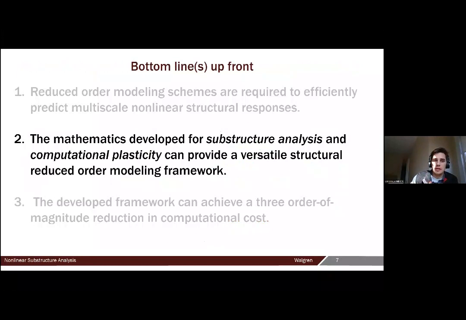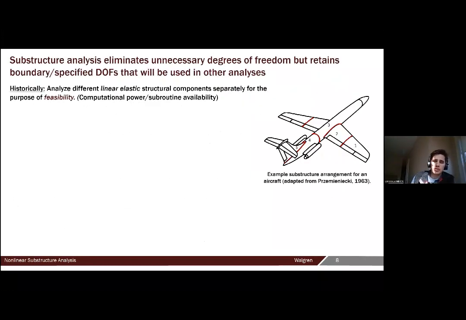So that was the introduction, and now I'm going to go into describing substructure analysis and computational plasticity in turn, and then I'll talk about how we can couple these to make a reduced order modeling framework. So substructure analysis is actually a pretty old technique. It was first developed pretty much on the onset of computers because structural stiffness matrices were too large for computers back in the 60s. The working memory of a computer was too small to store a stiffness matrix of an entire airplane. So substructure analysis came around as a way to pre-compute and store essential structural information from, say, each one of these different subcomponents of the aircraft, and then use that pre-computed information to run the entire analysis.